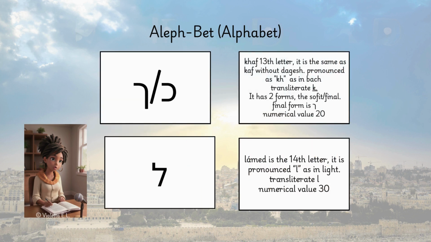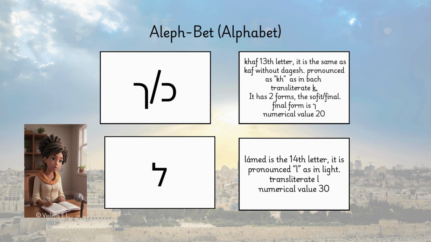Kaf, spelt K-H-A-F, is the 13th letter. It is the same as kaf without the dagesh, pronounced with a K-H as in bark. It's similar to the ket as the pronunciation. It also has two forms. The numerical value is 20.